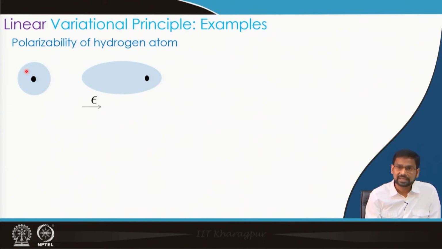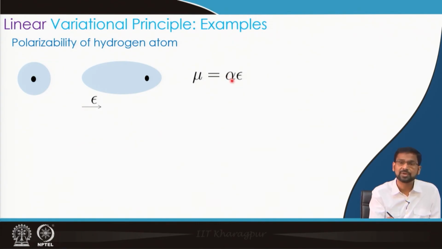Now, when the applied electric field is weak, the system develops a dipole moment when such a polarization occurs. The dipole moment of the system has this dependence on the electric field for very weak values of electric field, where epsilon is the electric field that I am applying, and mu is the dipole moment. This alpha is what is known as the polarizability of the atom.